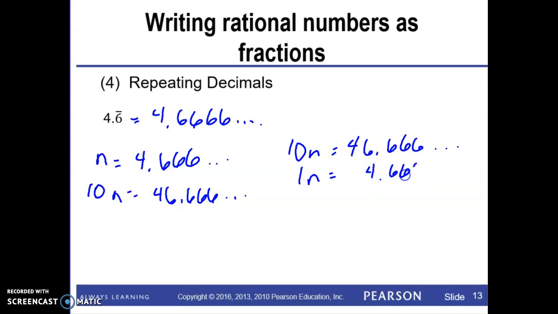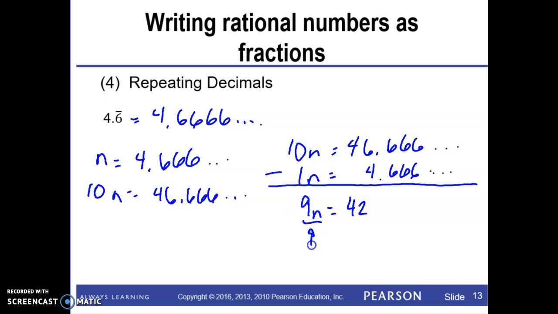N is the same thing as 1n. And then what I'm going to do is subtract those. So 10n minus 1n, that's 9n. Now look what happens after the decimal right here. I have an infinite number of 6's right here, and an infinite number of 6's right here. So they subtract away, and I really am just focused here on the 46 minus 4, which is 42.